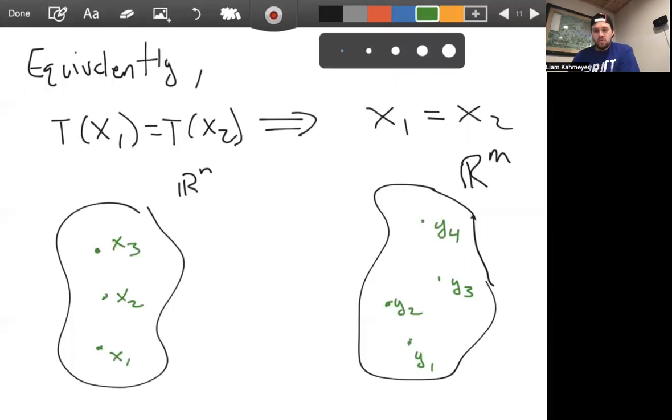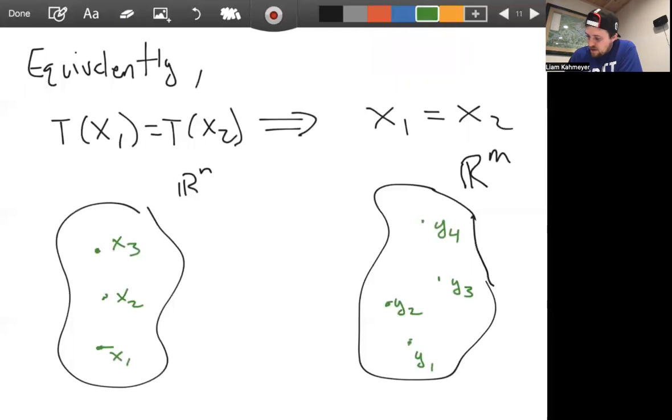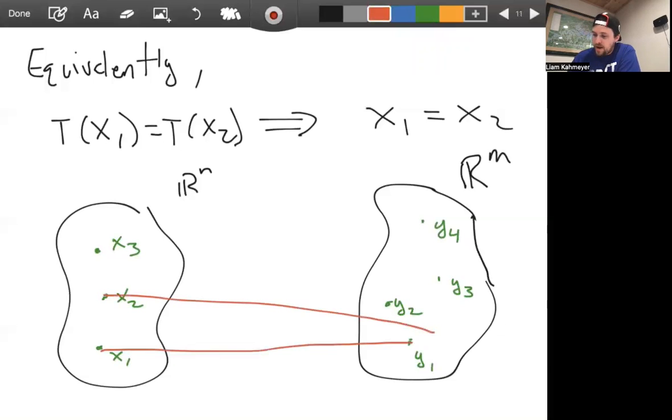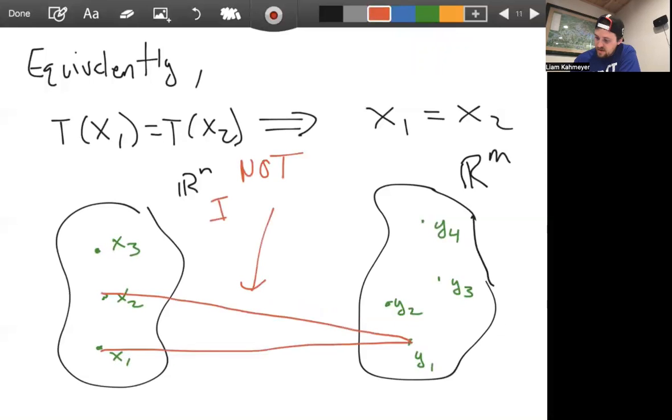Well, then a map that's one-to-one means that you could not have the following case. You could not have that x1 mapped to y1, but x2 also maps to y1. This is not injective, because it's not one-to-one, right? This particular subset is two-to-one because we're taking x1, x2, and mapping them to the same point. So this is an example of something that's not injective.